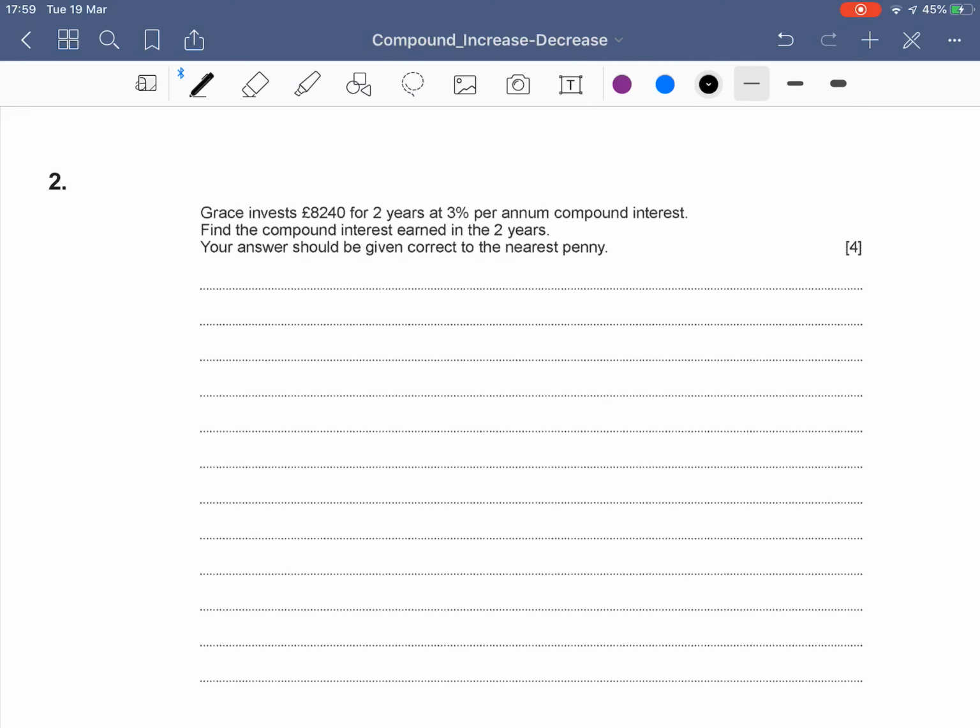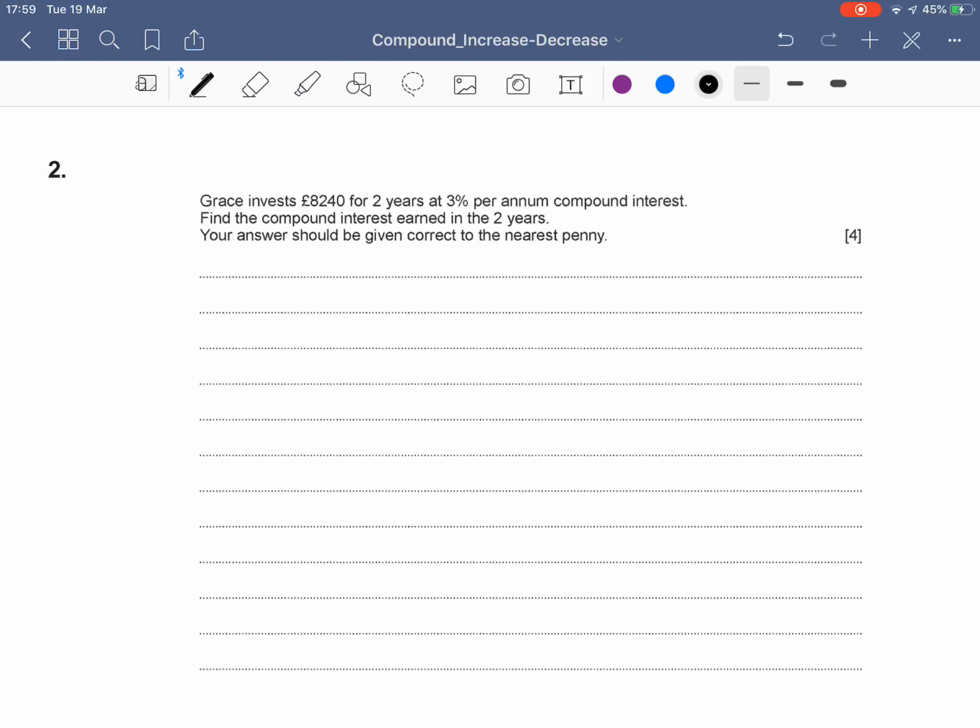Next question. So Grace invests £8,240 for 2 years at 3% per annum compound interest. Find the compound interest earned in the 2 years. So we've got to give our answer to the nearest penny again. So again, if she had 100% of her money, which is 8,240, each year is going up by 3%. So at the end of the year, she's going to have 103%.